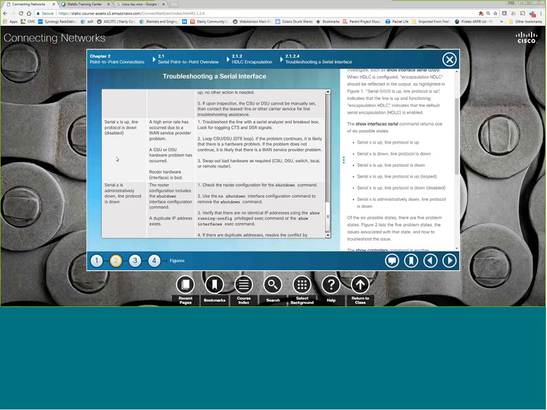And if it's administratively down, then you just have forgotten to turn the port on. Remember, Larry, that all ports on a router are down by default. They are not up. So something kind of important to know.